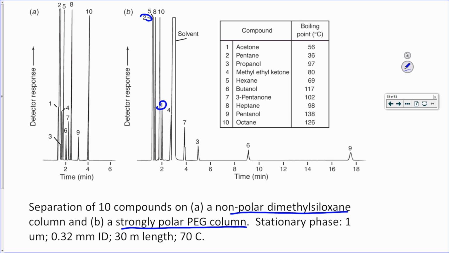Compound 2 is up here. Compound 3 comes all the way out here. And why? Because it's a very polar compound, and it interacts with that stationary phase a lot. So this is the example of changing selectivity. I'm changing the selectivity to get a different separation.